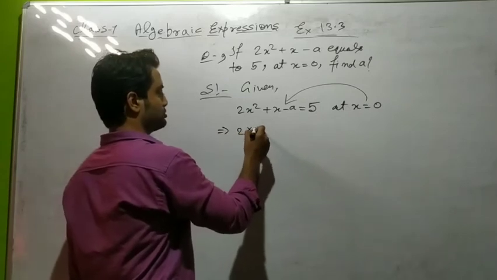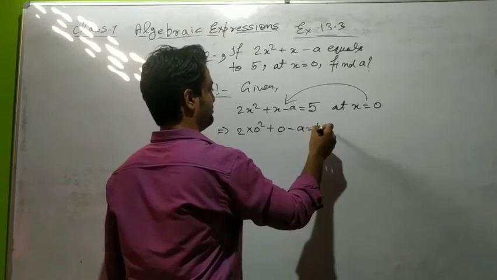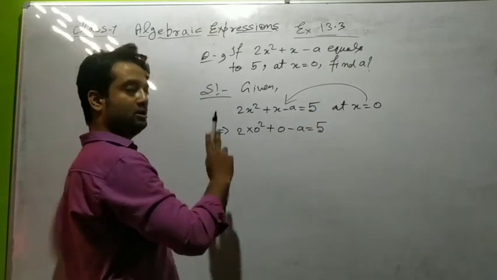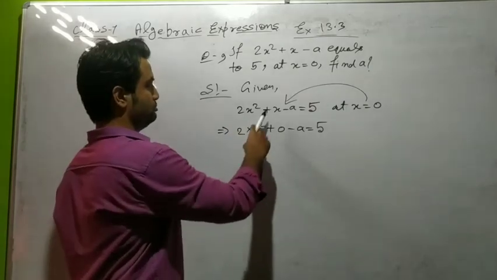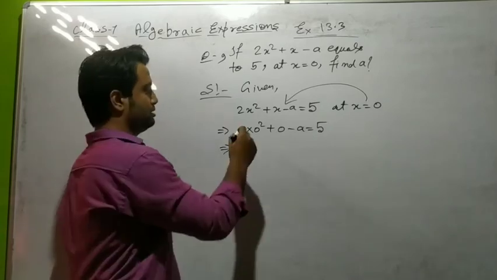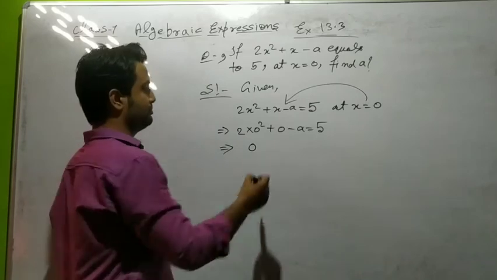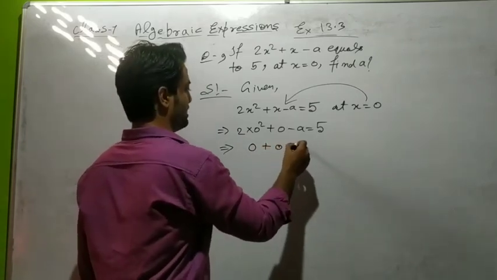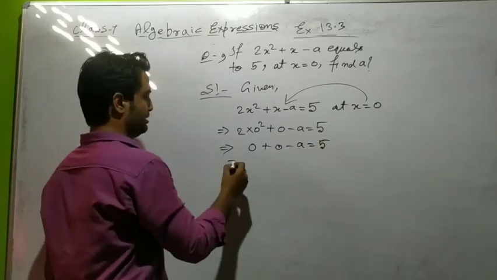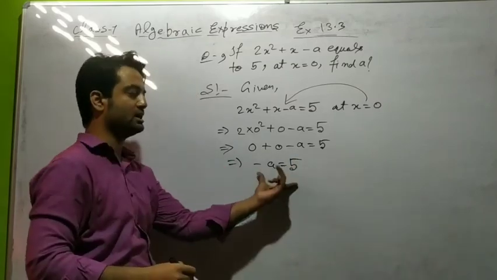2 into 0 square plus 0 minus a equals 5. Okay. Right now I have only put the value of x as 0. The rest of the things are as they were. Now 2 into 0 we get 0, because 0 square is also 0, plus 0 minus a equals 5. It means that minus a is equal to 5.